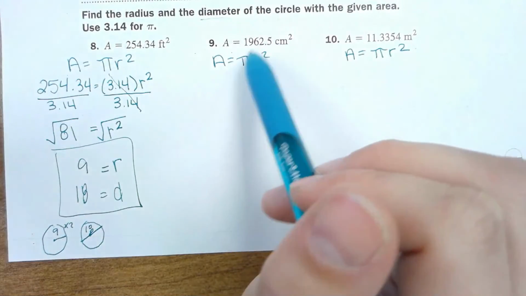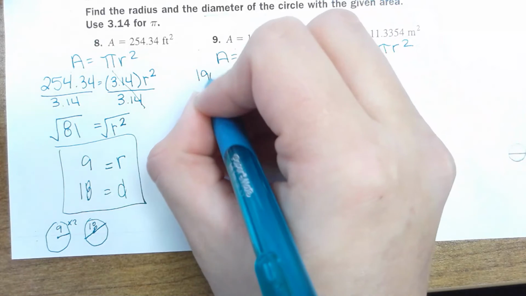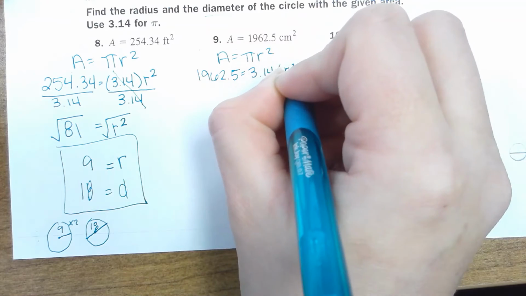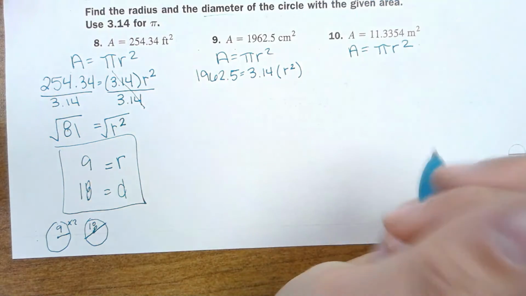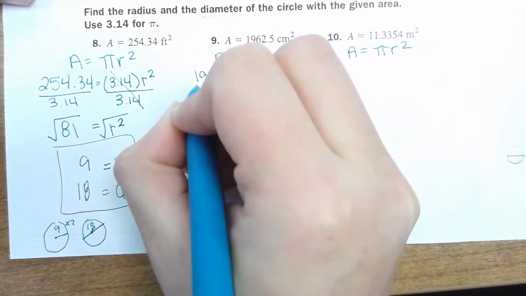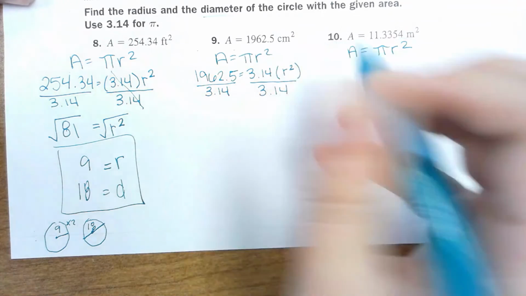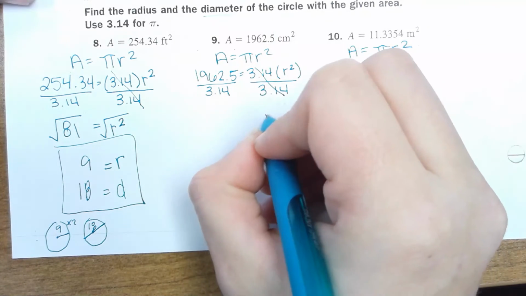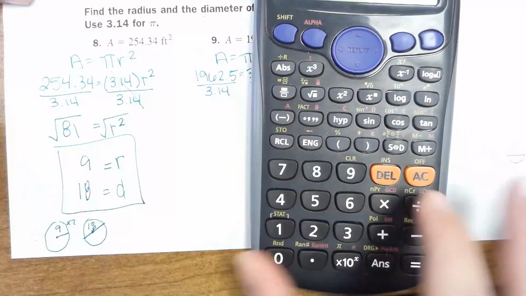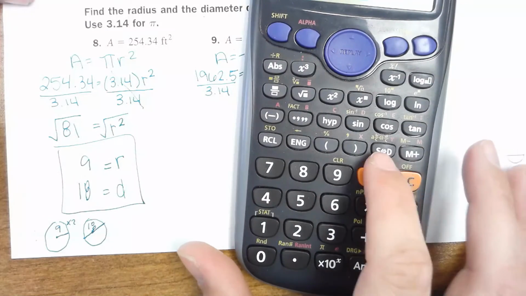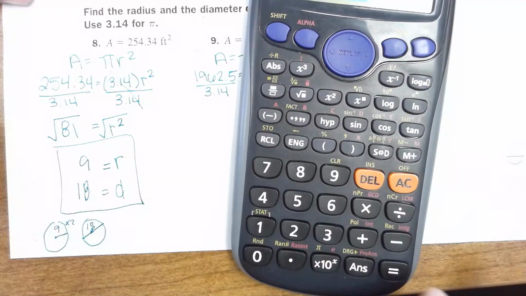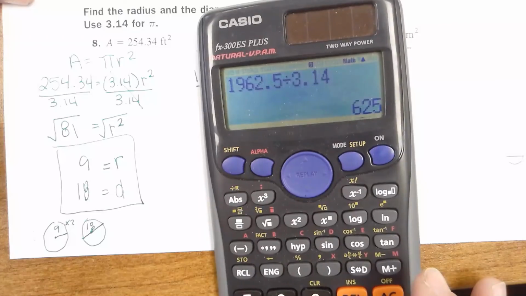All right, so let's try that again. So again, they give us the area, so plug that number in for A. Plug in 3.14 for pi, and now we're just going to solve for r squared. So first step, to get r by itself, we are just going to divide that 3.14 on both sides. Your 3.14s will cancel. We're left with r squared equals, and then 1962.5 divided by 3.14. There we get 625.